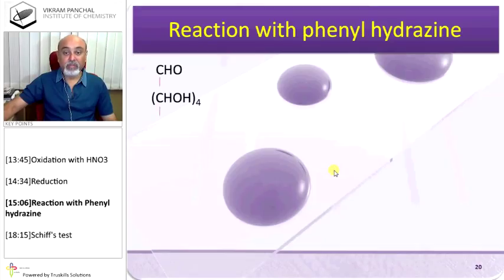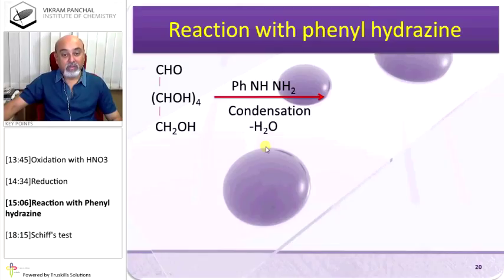Now reaction of glucose with phenylhydrazine. You know, any compound which is carbonyl, aldehyde or ketone, gives a condensation reaction with phenylhydrazine. So here glucose reacts with a phenylhydrazine molecule. First step, condensation. In condensation, 1 oxygen from CHO and 2 hydrogens from NH2 are removed, giving H2O, and now we have the phenylhydrazone derivative of glucose.